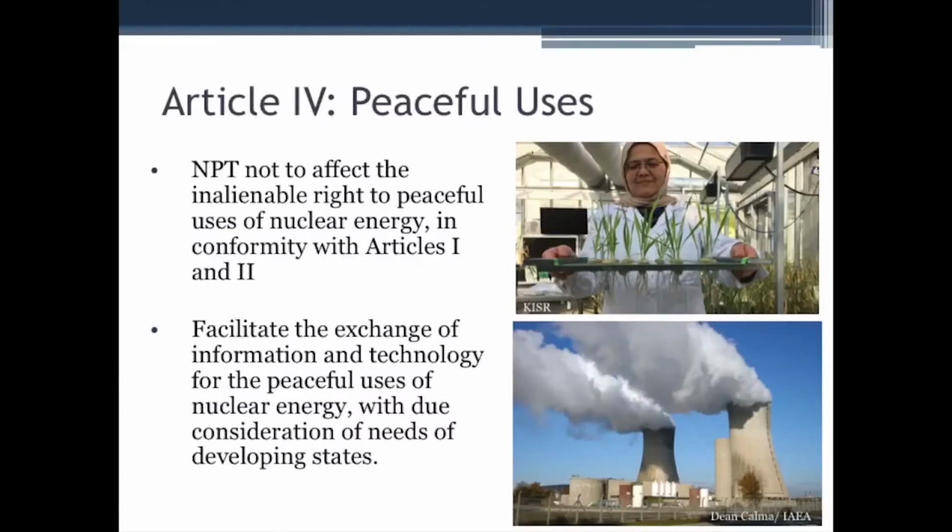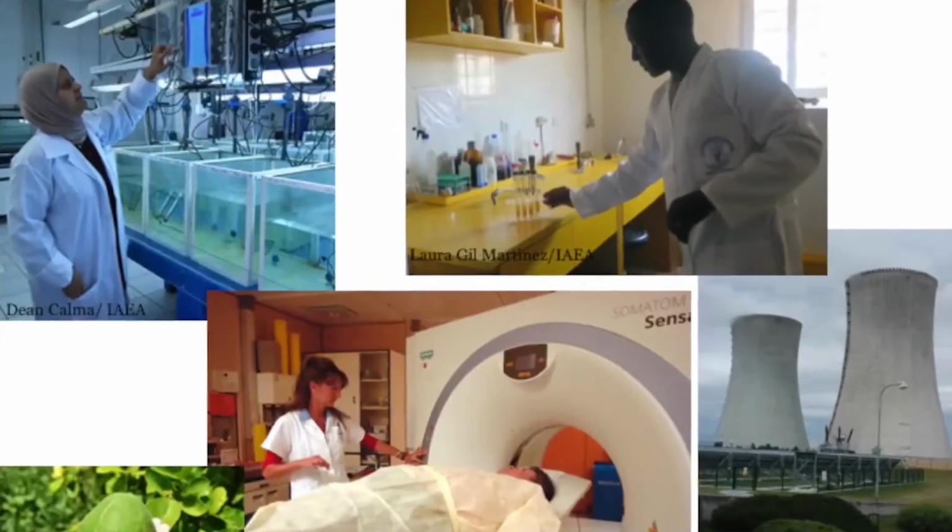There was a lot of concern at the time of the negotiations that by foregoing a nuclear weapon option, non-nuclear weapon states would also miss out on the peaceful uses of the atom, which is why Article 4 of the NPT specifically acknowledges the inalienable right of states parties to pursue peaceful uses of nuclear energy, as long as that right is exercised in accordance with Articles 1 and 2 of the NPT. And there is furthermore a pledge to provide assistance to states, especially taking into consideration the needs of developing countries in peaceful uses of the atom. That's Article 4.